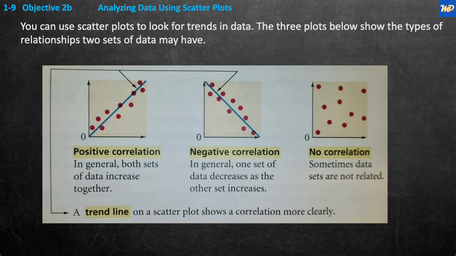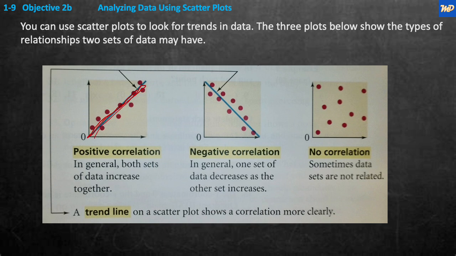Okay, objective 2B. So now we're back to talking about analyzing data with scatter plots. It says you can use scatter plots to look for trends in the data. So the three plots below show the type of relationships two sets of data may have. Positive correlation, we call it, is when the line is going up. That's this one right here. Here's our line. It's going up.